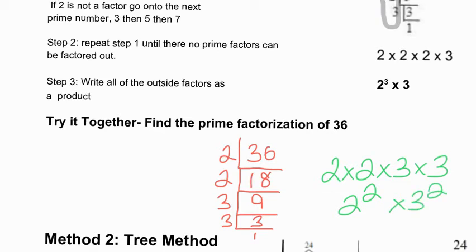Now you might have more than 2's and 3's. You might have to go to 5 or 7 or 11. Okay, but you're going to start off with your smallest of your prime numbers.